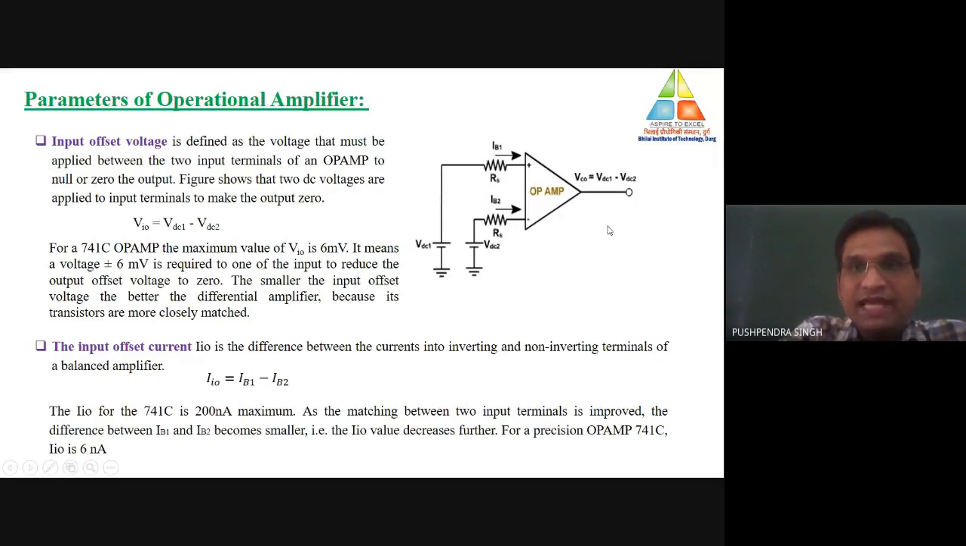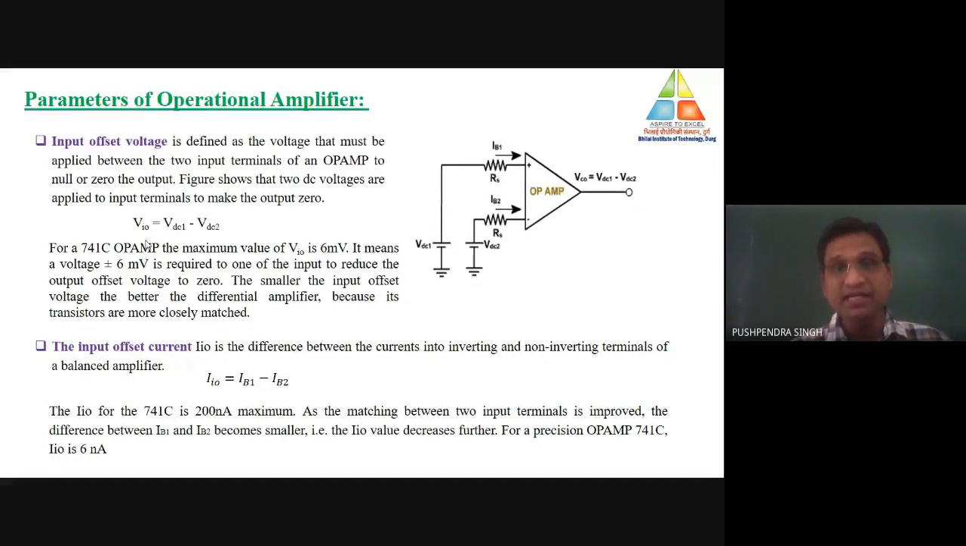So if we are getting a positive voltage, then to minimize that positive voltage to 0, or to nullify it, we need to apply some negative voltage. As I told you, input offset voltage is the minimum amount of voltage applied at the input terminals of the op-amp to nullify the output voltage to 0. That is the basic fundamental of input offset voltage.